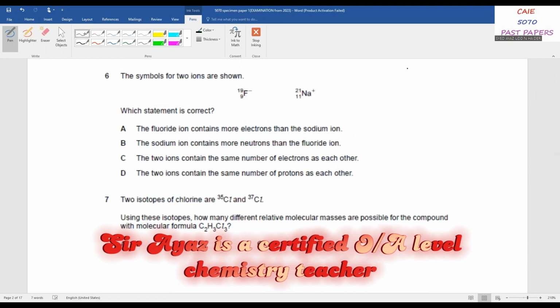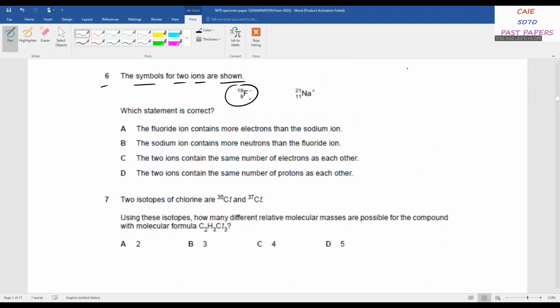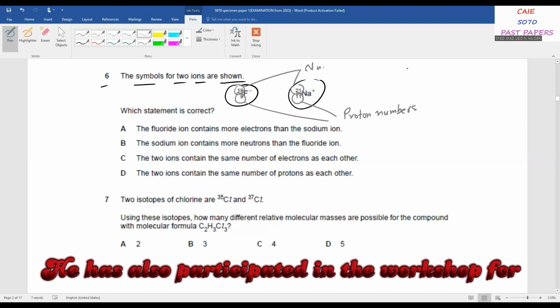Number 6. The symbols for 2 ions are shown, F minus and Na plus. If you look at the numbers, both proton and nucleon numbers are given for these 2 elements. These are the proton numbers, and nucleon numbers are also given for both of these. Which statement is correct? Now I'm reading all these statements.